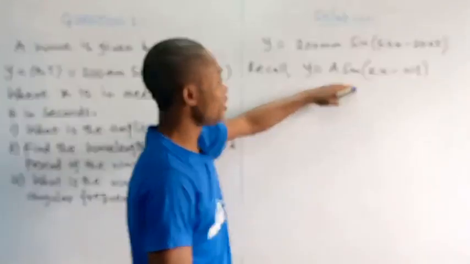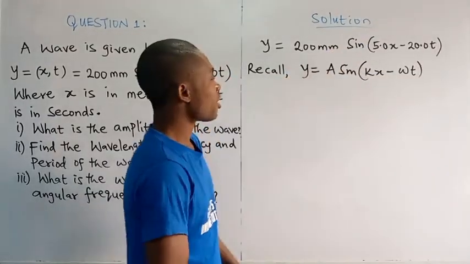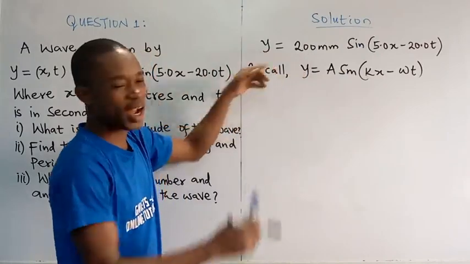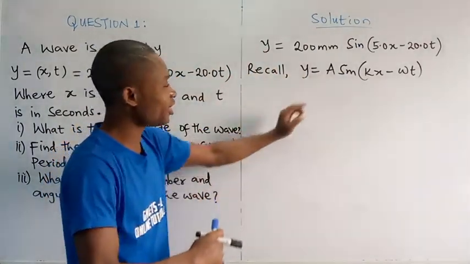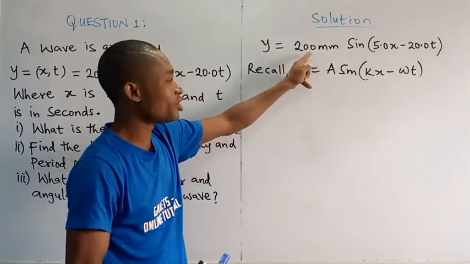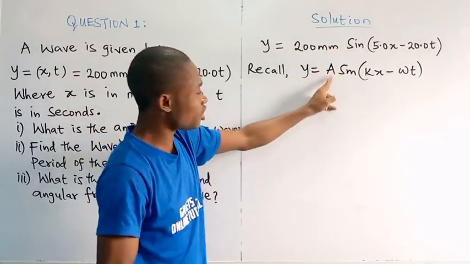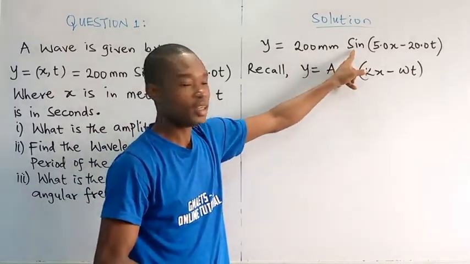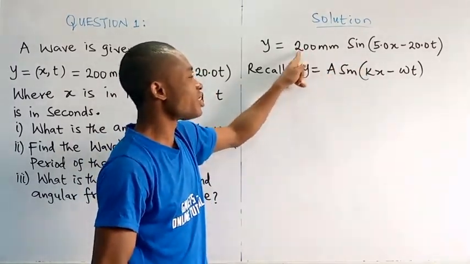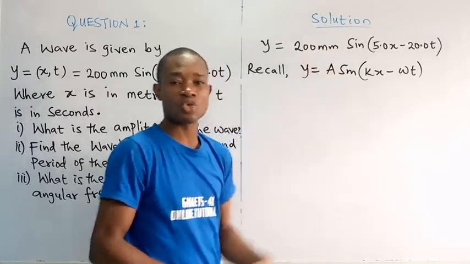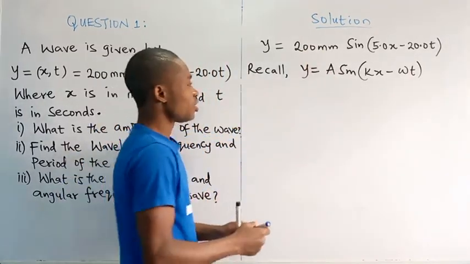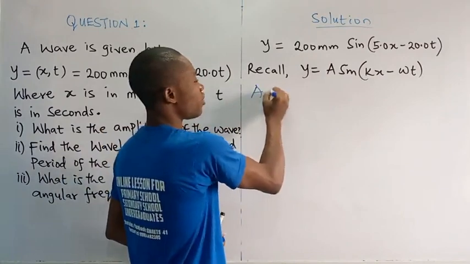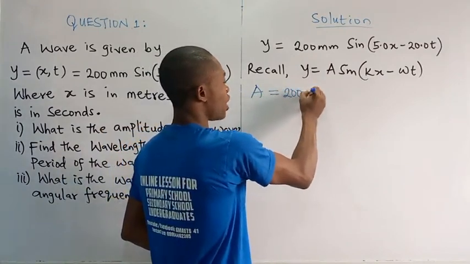If you compare this and this, you will agree with me that you have y to y, they take care of each other. Then A, the amplitude, to 200 millimeter. Just after the amplitude you have sine. Look at it. It therefore means that this amplitude A is equal to this value, 200 millimeter. So I'm going to bring that out. If you do the comparison, A is equal to 200 mm.